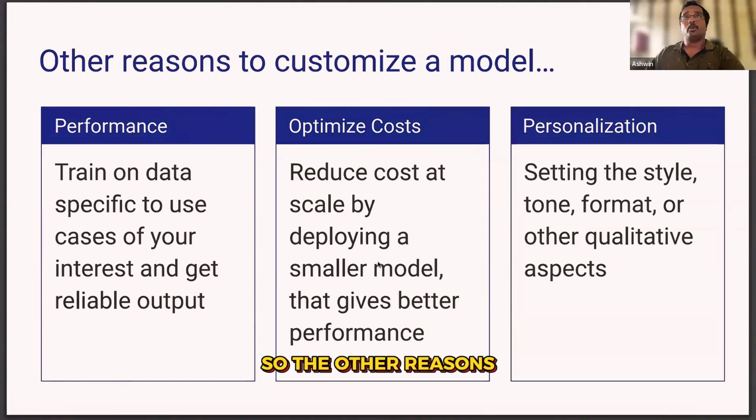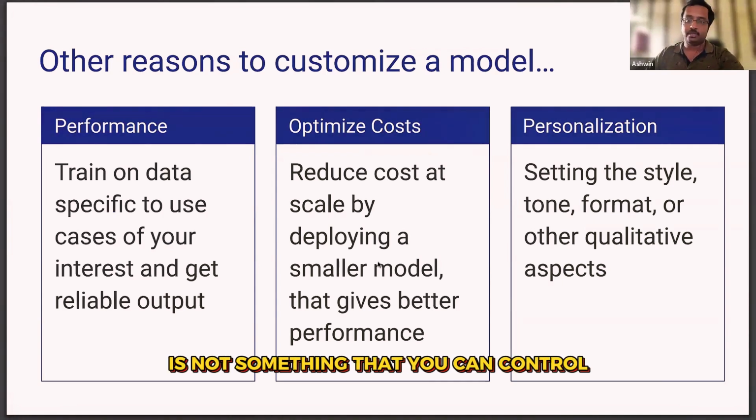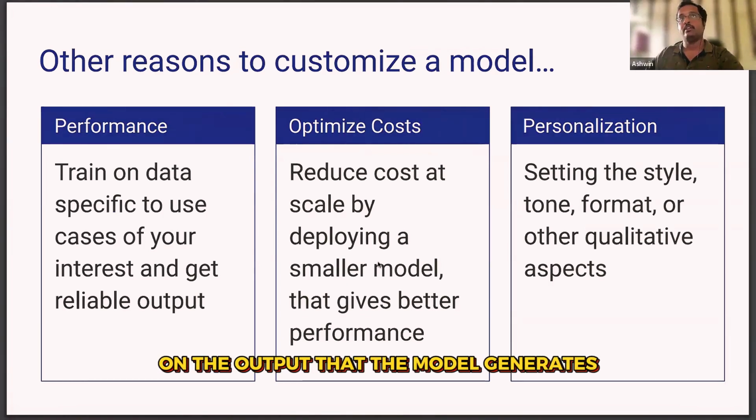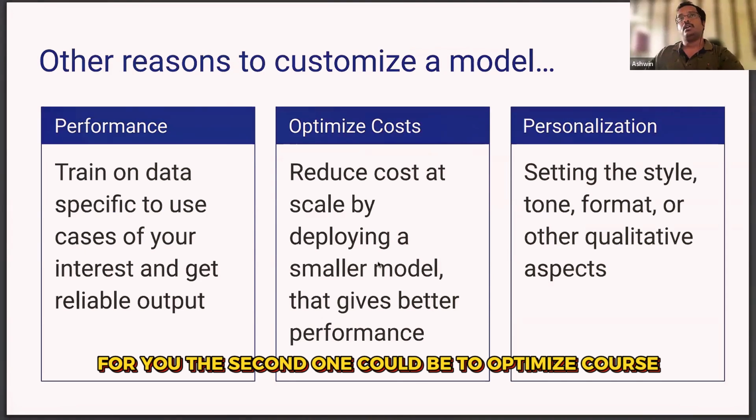So the other reasons, in my opinion, to customize a model, the first one is performance. So we normally fine-tune models to train on data specific to the use case of interest and get a reliable output. Because with a foundation model, the reliability of output is not something that you can control. But with a fine-tuned model, you can get more level of control on the output that the model generates for you. The second one could be to optimize costs.